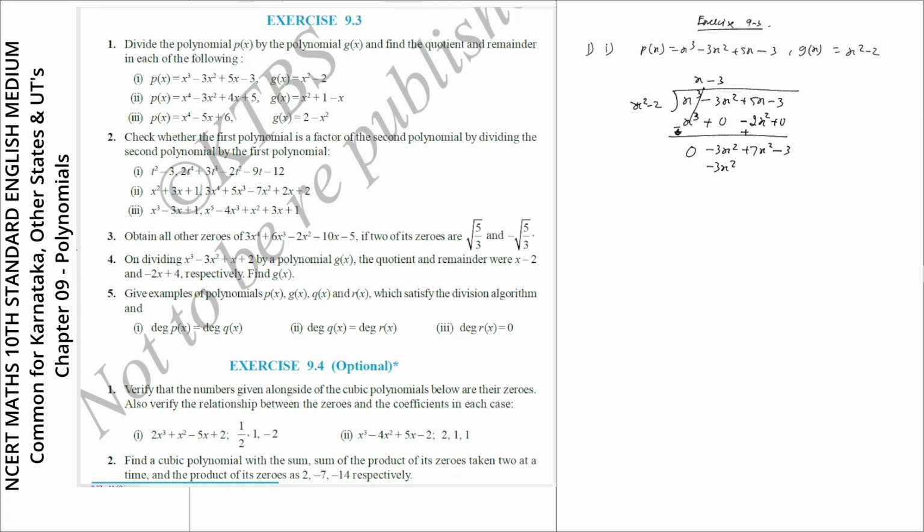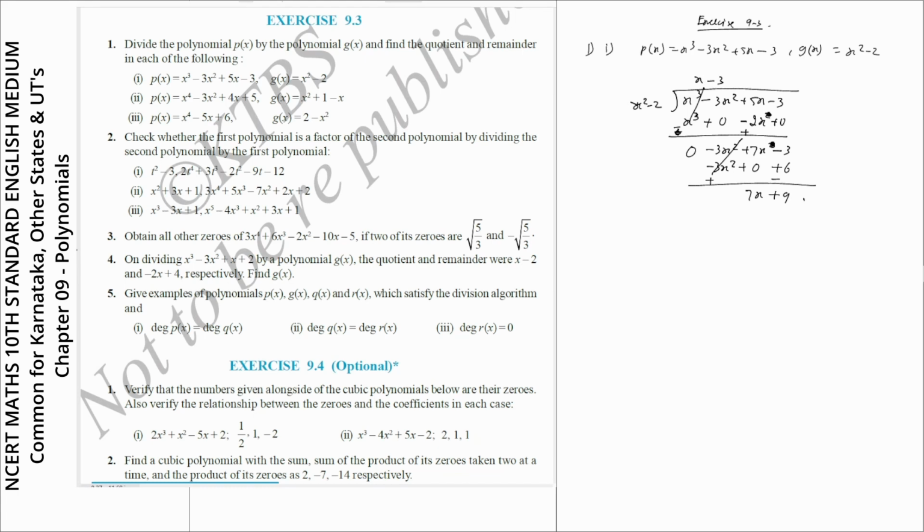3 into 2 is 6, minus into minus is plus, so I'll write it here. Below the x term, write the x term only. Like that you keep on writing. Below the constant term, you write the constant term. Now here change the sign. Here it is 0. Now this will get cancelled. I'll get 7x, minus into minus is plus, so plus 9 I'll get.